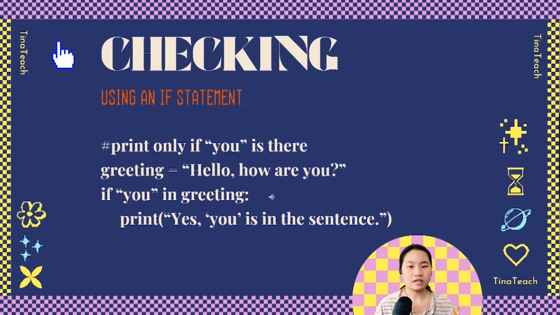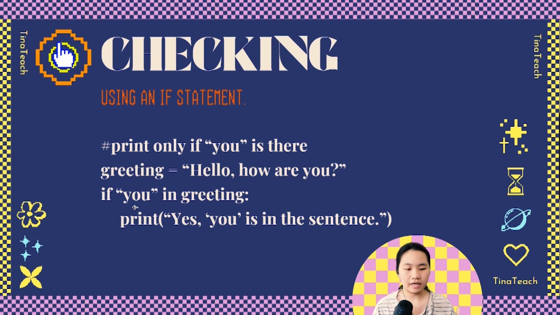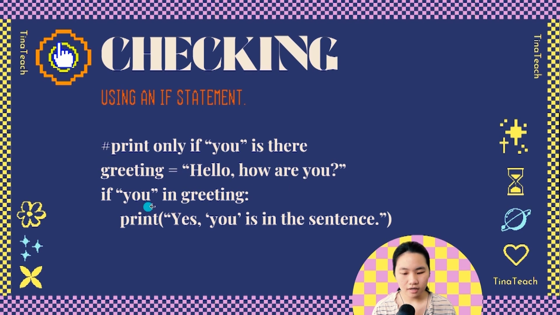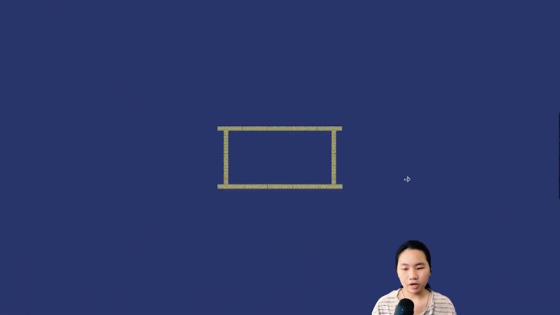So if always needs a condition to do something, and our condition is to have the Boolean value of true. If you in greeting, if you is in greeting and it returns the Boolean value of true, then if would move on to print this string right here. But if it is a false, it would not do anything. It would just stop, just exit, right? So greeting, hello, how are you? If you in the variable greeting, print yes, you is in the sentence. Okay, now let's move on to the next part.